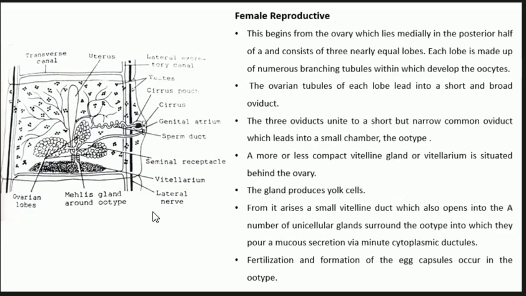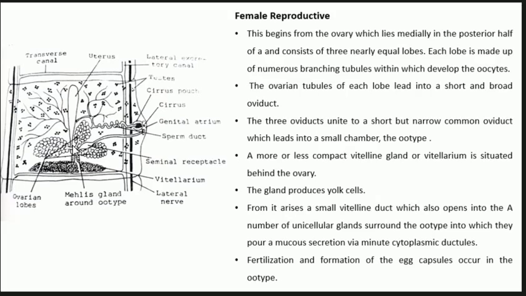If you talk about the female reproductive organ, what you have here begins from the ovary, which lies medially in the posterior half of the proglottid, as you can see, and consists of nearly 3 equal lobes. These are the 3 equal lobes. You have ovarian lobes 1, 2 and 3, and then the ovarian tubules of each lobe lead into a short broad oviduct. So from here and here there is an oviduct, and it enters. The oviducts unite into a short narrow common oviduct and lead into the small chamber of ootype.